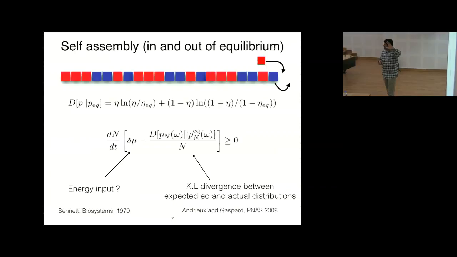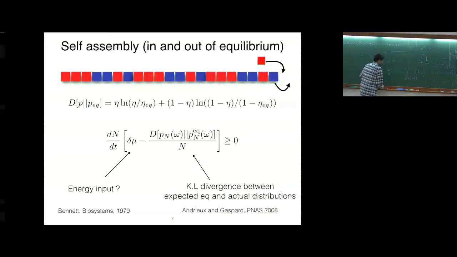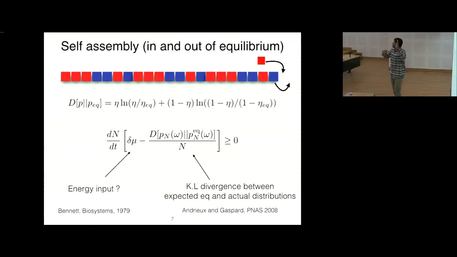If I think about this in the context of proofreading, my delta mu is some kind of a chemical pump. So the enzyme goes in and does its job and it consumes energy. dN/dt is the rate at which the enzyme is able to proofread the polymer or extend the polymer out. And the minimum cost the enzyme has to pay, if you want to go from an eta equilibrium of 10 to the power of minus 4 to an eta of 10 to the power of minus 8, this inequality gives you a minimum cost the system has to pay in order to take you from the state that's allowed in equilibrium to this non-equilibrium state.